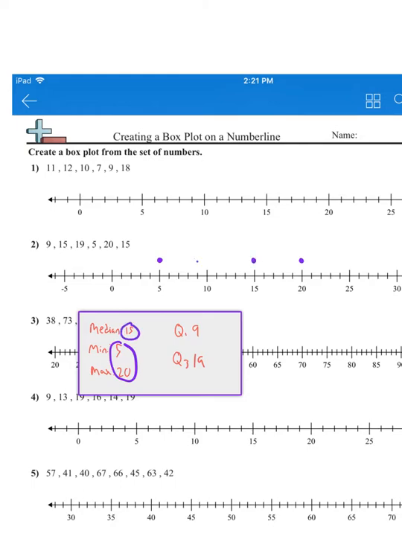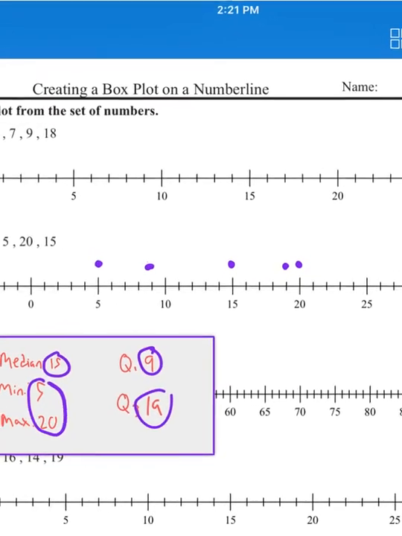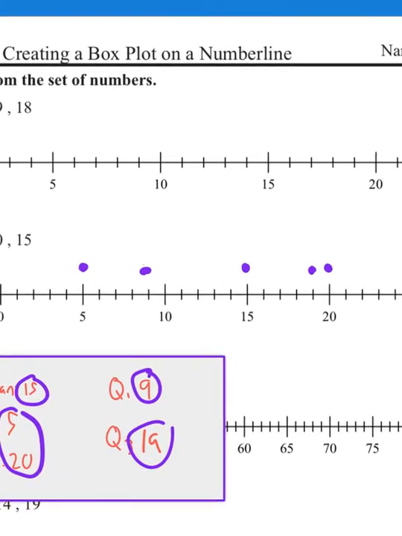Q1 is 9. And Q3 is 19. All right, there are my dots. Now, let me zoom in. And it's time to connect the dots. Remember, the last 2 dots get connected with a whisker, and the first 2 dots get connected with a whisker. Your box goes in between them and a line through the median.